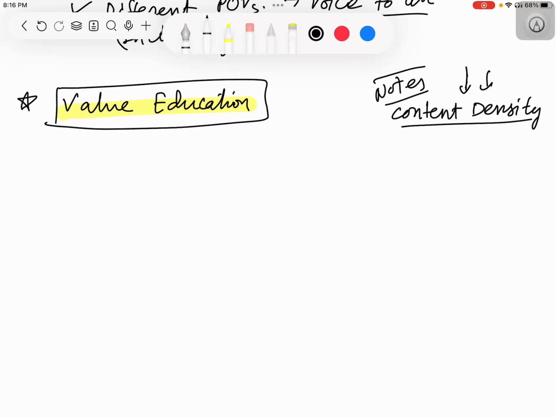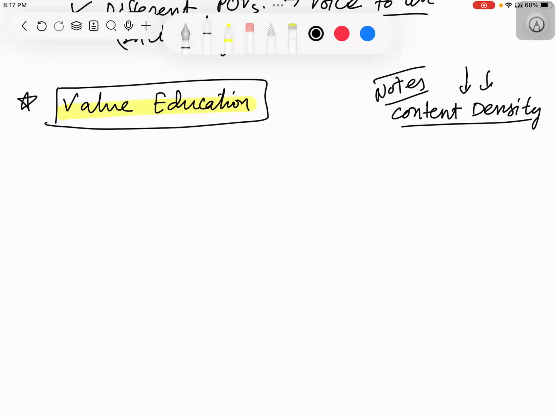Yes, sir, what does egalitarian mean? Equality, egalitarian means equal, a society that is more equal, egalitarian. Okay. So let us come to this part, value education. Now we have to understand what value is, what different values are inculcated, and the types of values from the agents of socialization.